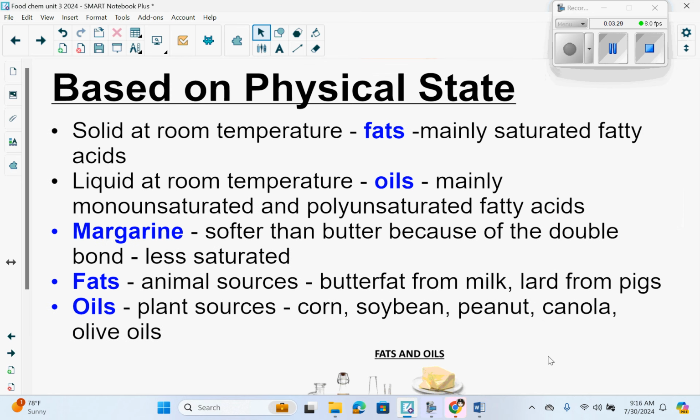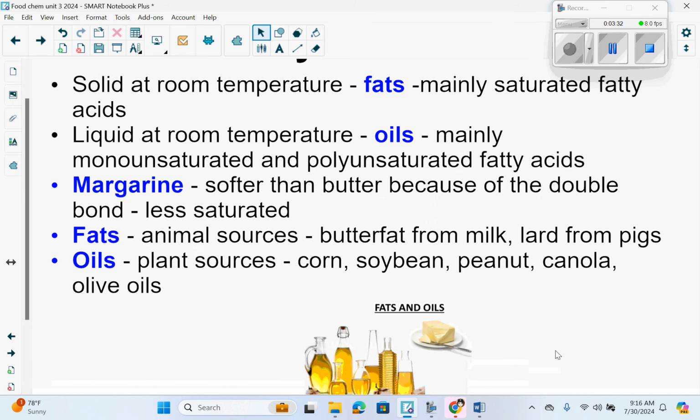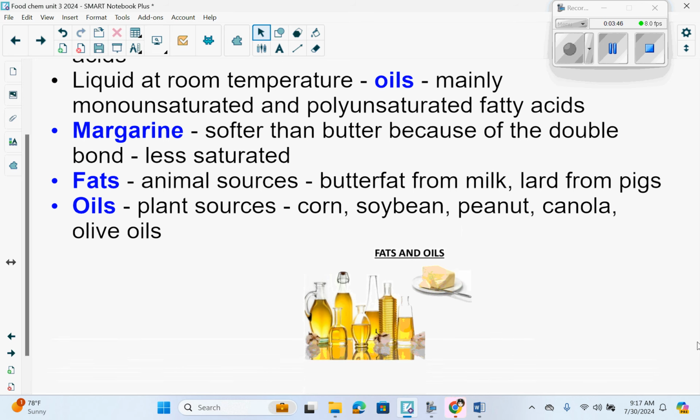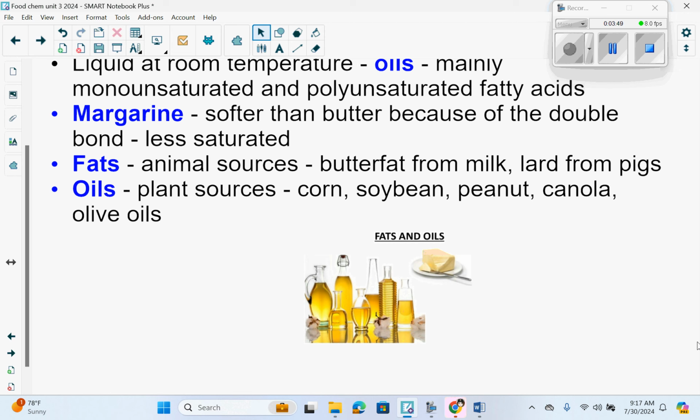You can categorize lipids based on physical state. If they're solid at room temperature, this is your fat. This is mainly saturated fatty acids. If they're liquid at room temperature, this is your oils, mainly monounsaturated and polyunsaturated fatty acids. Margarine tends to be softer than butter because of that double bond. It's less saturated. Fats are usually from animal sources like butterfat from milk or lard from pigs. Your oils are often from plant sources like corn, soybean, peanut, canola, and olive oils.